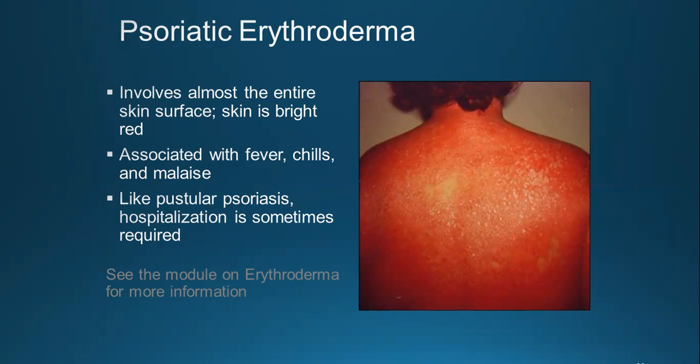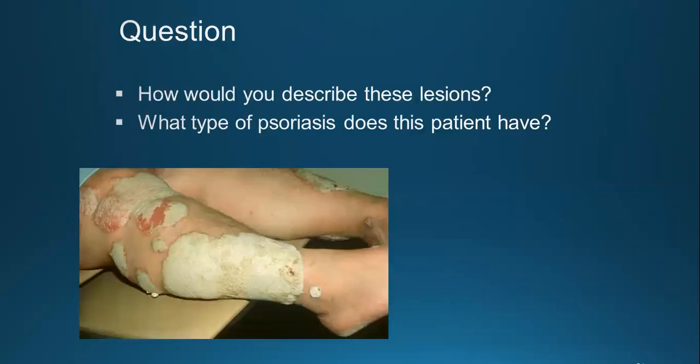Then psoriatic erythroderma involves almost the entire skin surface. The skin is bright red, associated with fever, chill, and malaise. Like pustular psoriasis, hospitalization is sometimes needed, not always, but it depends, because the skin is not able to perform its normal functions and you need to hospitalize the patient.